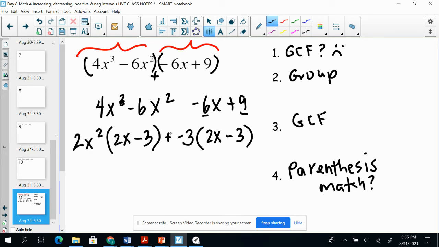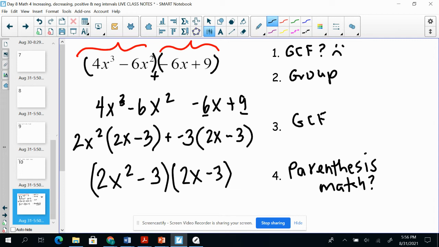So we're going to take our 2 terms sitting on the outside, plus a negative 3, or minus 3. And then our parentheses match, so 2x minus 3. And we have factored by grouping. And then I highly recommend, if you have the space and time, to multiply those back together to prove to yourself that where you just came from is where you ended up and all the things are right. All right, so that's example number 1.